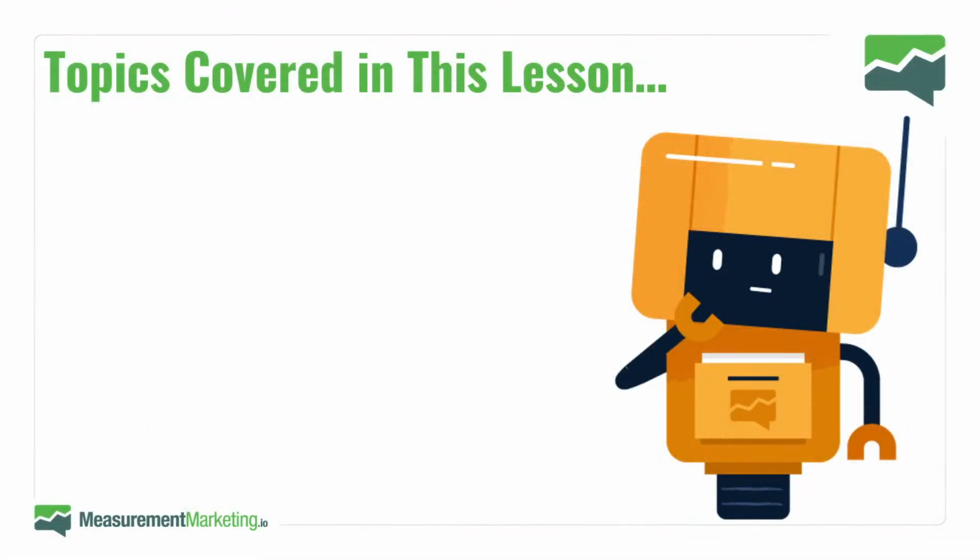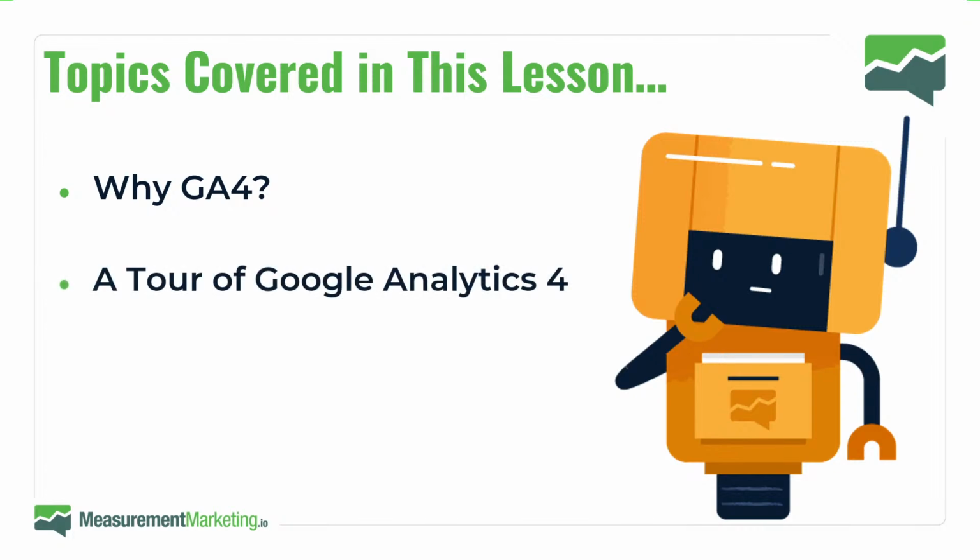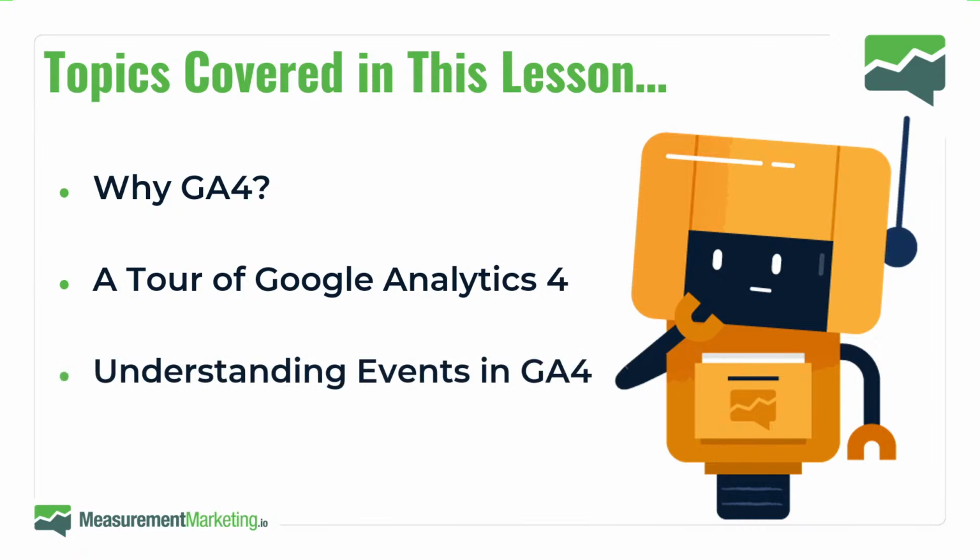Now, the 3 main topics we're going to cover, which there are 3 in this particular lesson. First, why Google Analytics 4? What is it and why now? Then we're going to talk about Google Analytics 4 in terms of the structure, and we're going to give you a tour of what Google Analytics 4 actually looks like. Then we will talk about events specifically in GA4, which is a little bit more of a focused look at the structure of GA4 and why it's so important to completely rethink how we think about events in Google Analytics.